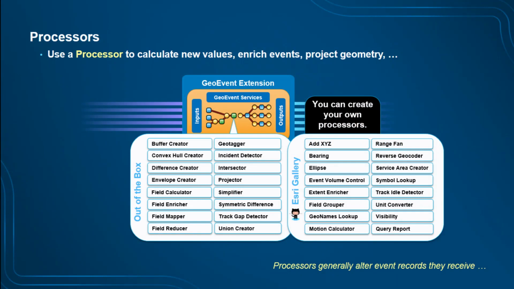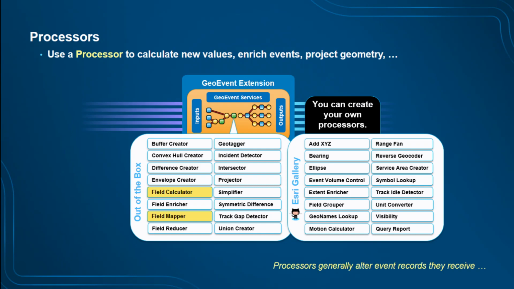We use processors when we want to calculate new values, enrich event records, project a geometry, anything that's going to change the event record that you're working on. A couple of common processors might be a field calculator. A simple field calculator can convert meters over to miles or concatenate two strings together. Field calculator accepts a configurable expression. You can actually invoke some of the Java string functions that provide some very powerful capabilities to do regular expression pattern matching and replacement when working with strings.